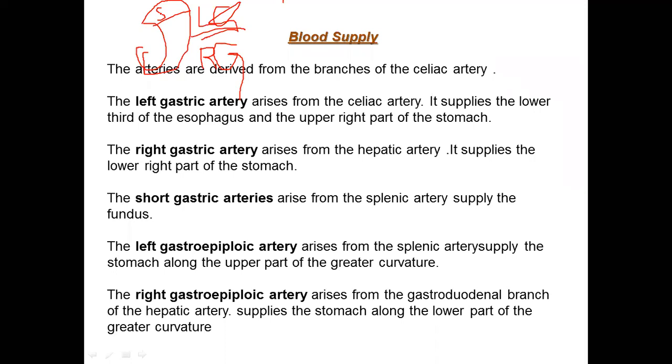This upper part of the stomach is supplied by the left gastric artery, and on the greater curvature side it is the left gastroepiploic artery. So you can remember it very easily: the left gastric artery on the upper right part and the left gastroepiploic artery on the upper part of the greater curvature of the stomach. Then the lower right part of the stomach is supplied by the right gastric artery, while on the opposite side, the lower part of the greater curvature is supplied by the right gastroepiploic artery. And the fundus is supplied by the short gastric arteries.